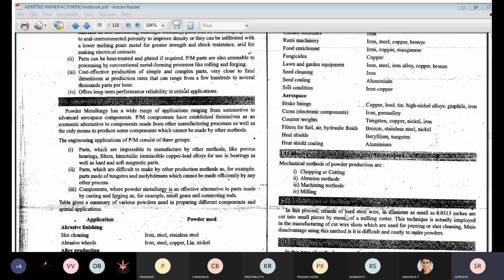Is the notes visible? Visible, Anushka? Yes, sir.